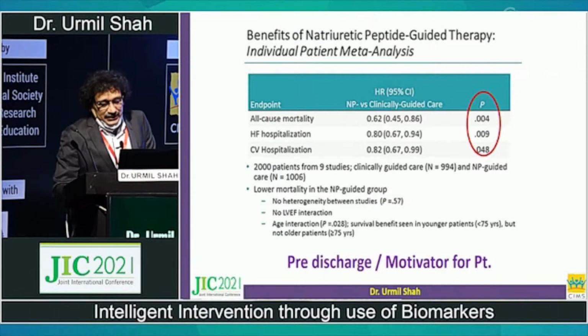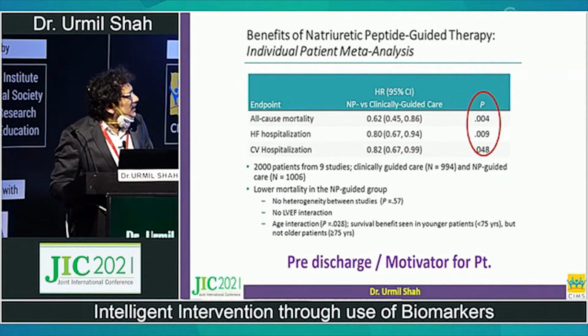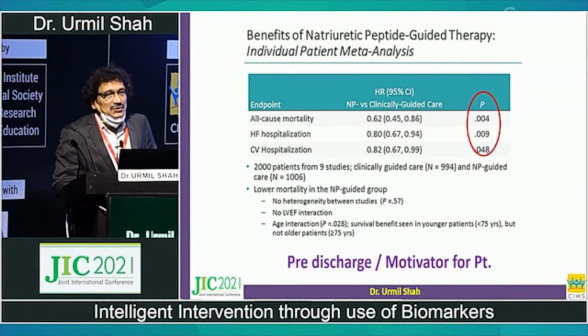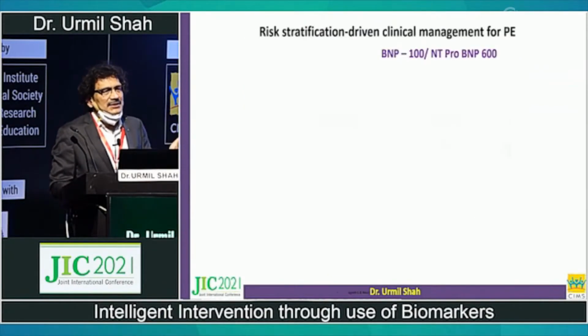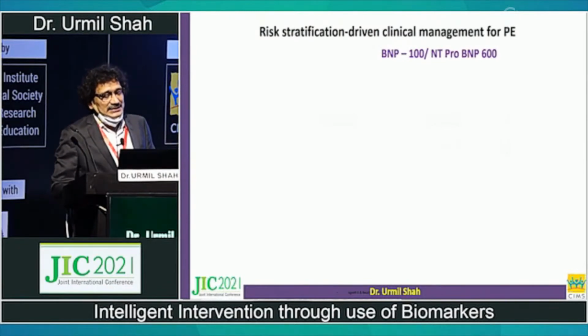At the same time, this is the meta-analysis which can tell that hospital mortality also can be predicted. Pre-discharge measurement is also very important. At the same time, we can motivate the patient. It's something like the HbA1c which we are using. Suppose HbA1c is high, the patient also understands that my diabetes is not controlled. Similarly, if NT-proBNP is high, we can tell the patient it is not very nicely controlled.